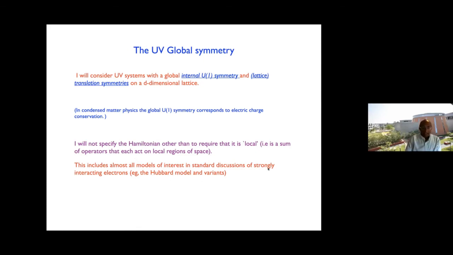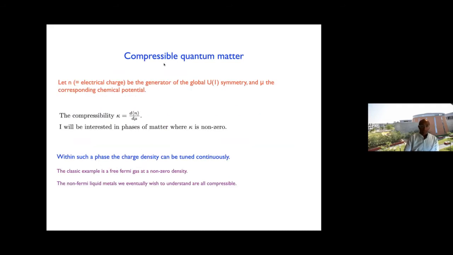It will not include another model that has been studied quite a bit in the last few years. It's the Sachdev-Ye-Kitaev model, which is a model with random interactions. So that model does not have lattice translation symmetry. Okay, but that's why the statement here, it includes almost all models of interest. So it'll include things like the Hubbard model.